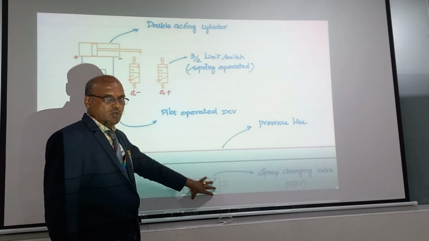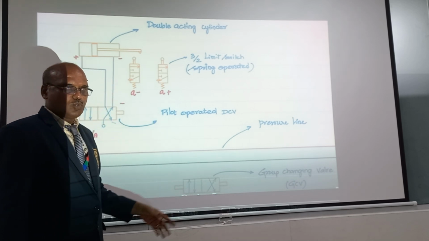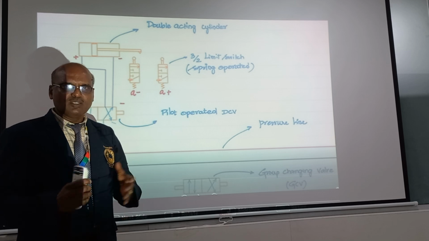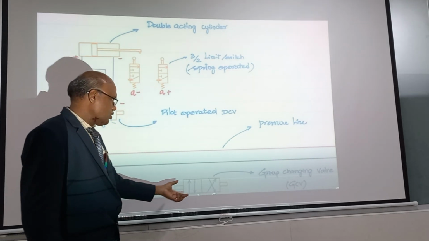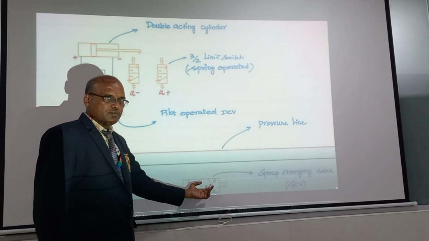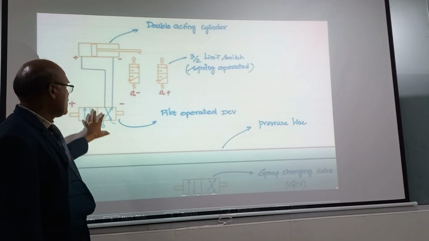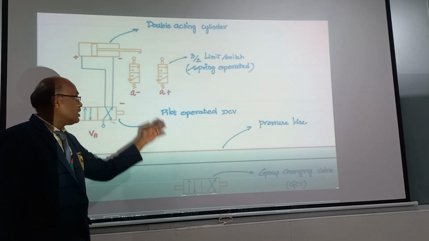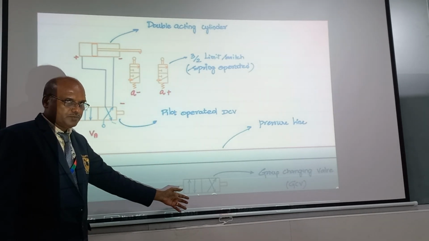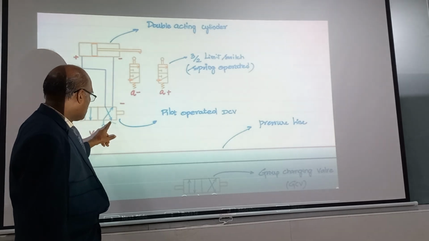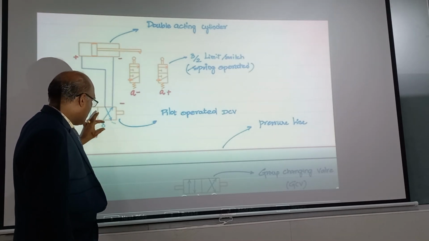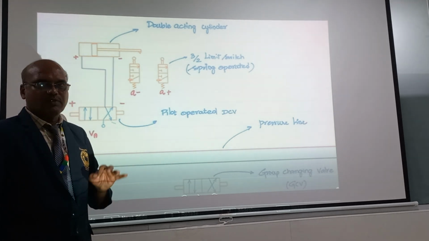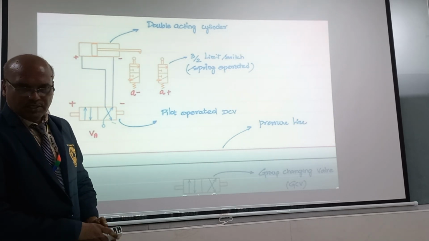Then you are having the group changing valve to change your group. I told you, you are having so many cylinders, and the cylinders have to be grouped. So this will be the master valve. So the pressure line will be different. The cylinder will be actuated by the higher pressure, and the limit switch will be actuated by the low pressure line. So that's what you should understand. This is a high pressure line, this is a low pressure line. These are the basic elements required for the design of cascade circuits. All of this I have already shown.